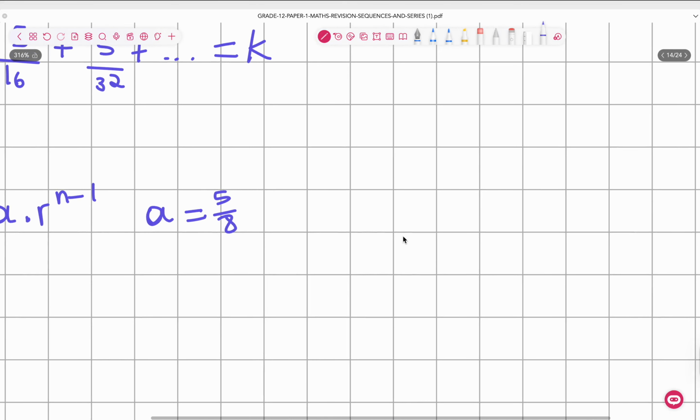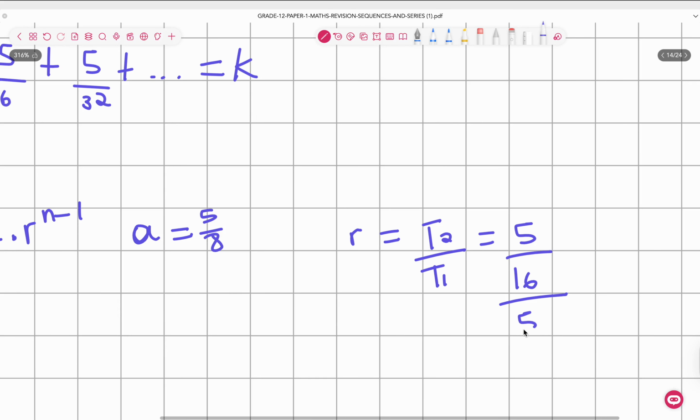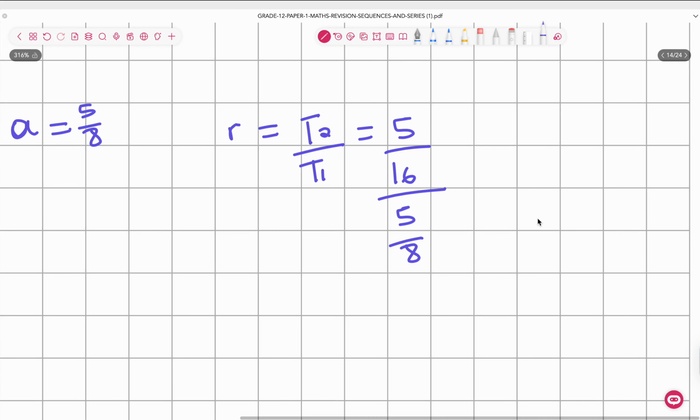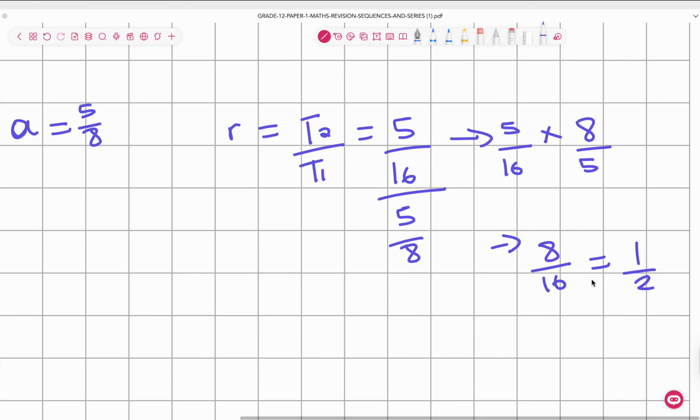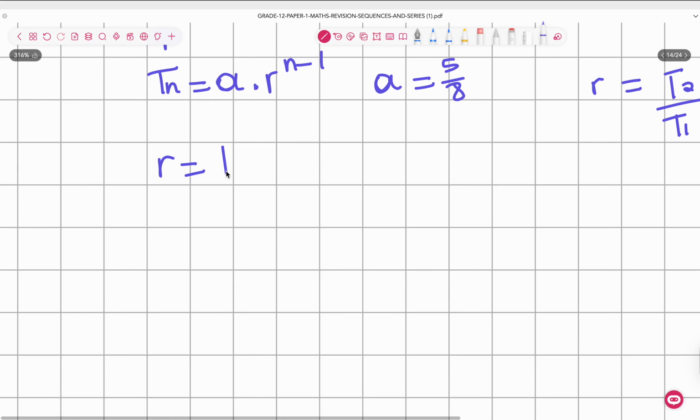We will say r is equal to T2 over T1, which is equal to 5 over 16 divided by 5 over 8. So now to actually do that, 5 over 16 multiplied by 8 over 5, which then becomes 8 over 16, which is 1 over 2, because 8 divided by 8 is 1, 16 divided by 8 is 2. So therefore, r is equal to 1 over 2.